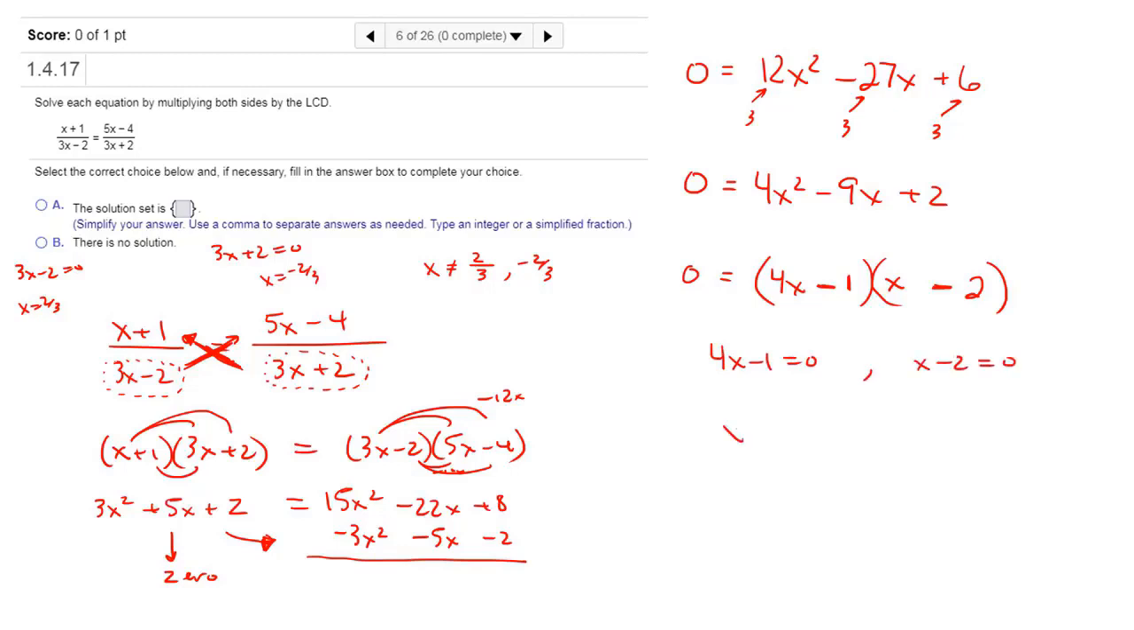Add 1, divide by 4, which gives me 1/4 as my answer. This would be adding 2 to both sides. And the only thing is we've got to check, can I accept both answers based upon that? Yes, I can. So here it is. Two answers are 1/4 and 2. That's the way you should write it in that little box there.